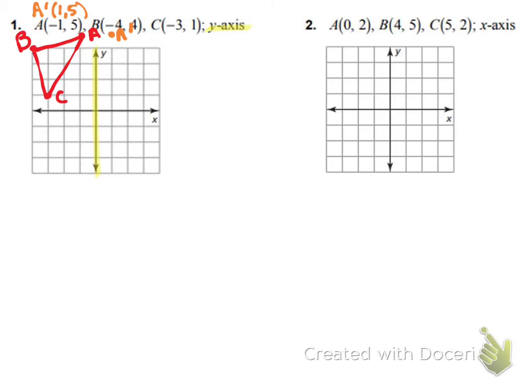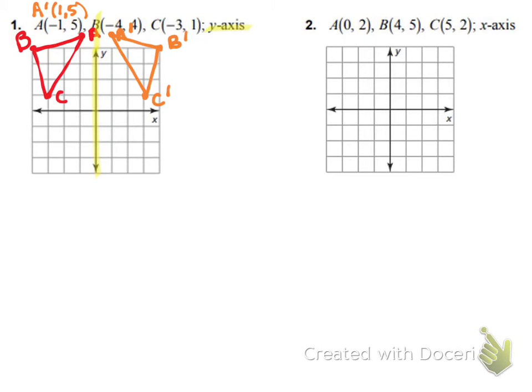Or you can count. How far away was A from the y-axis? It was 1 to the left, right? So then A prime would be 1 to the right. B prime is how many away from the y-axis? It's 4 to the left, so B prime will be 4 to the right. C prime is 1, 2, 3 to the left. So C prime will be 3 to the right. Connect the dots. Ta-da! Isn't it beautiful?